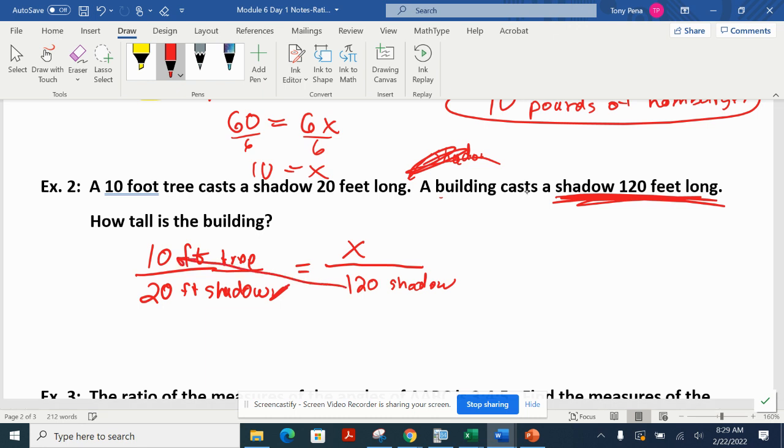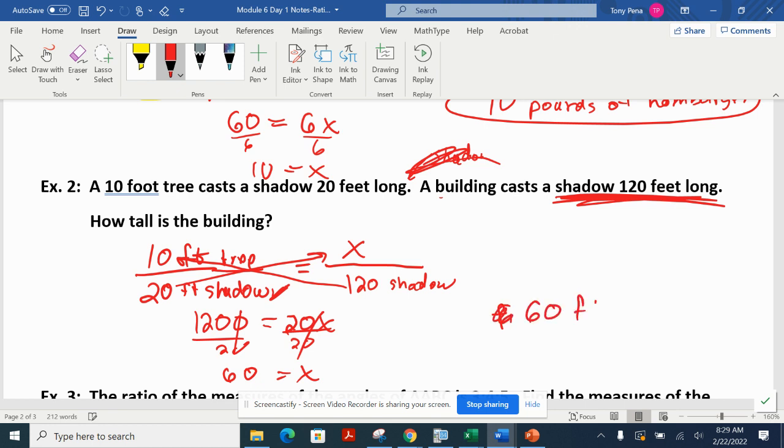All right. Once you have it set up, again, most people handle this pretty nicely. You're just crisscrossing. 120 times 10 is 1200. The 20 gets multiplied by the x, so that's 20x. Divide by your 20. And then the x is 60. So the tree would be 60 feet tall. All right.